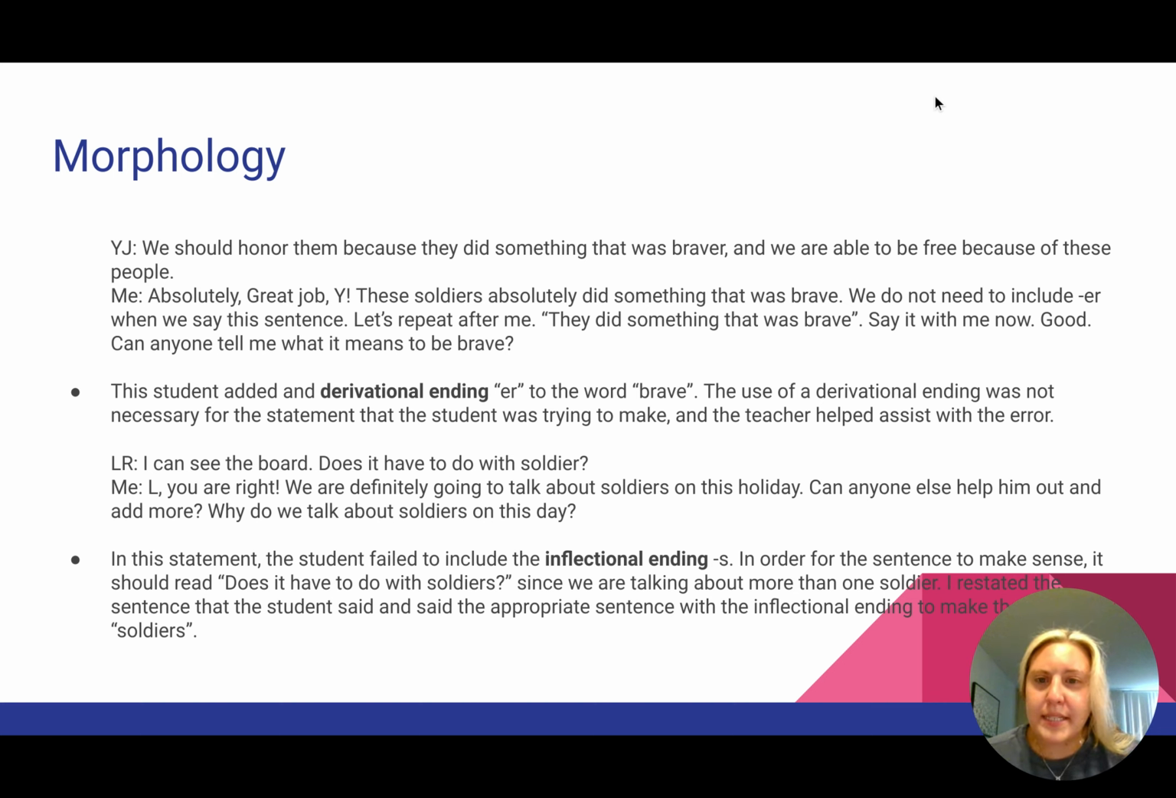In the next example, my student failed to include the inflectional ending S. So he said, does it have to do with soldier, when it's supposed to be, does it have to do with soldiers, in order for it to make sense? After the student said that, I modeled soldiers for him.